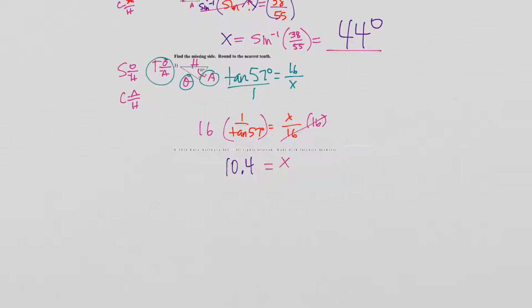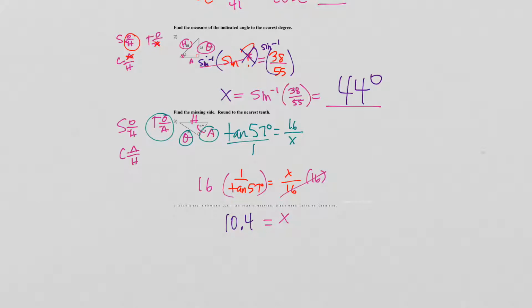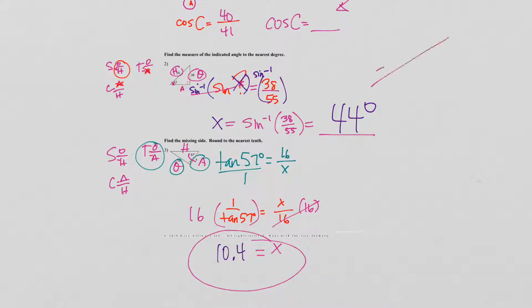So now if you type the following information correctly in your calculator, you're going to get x is equal to 10.4. And if you typed in sine inverse of 38 divided by 55, you're going to get 44 degrees. So make sure you type that in correctly.